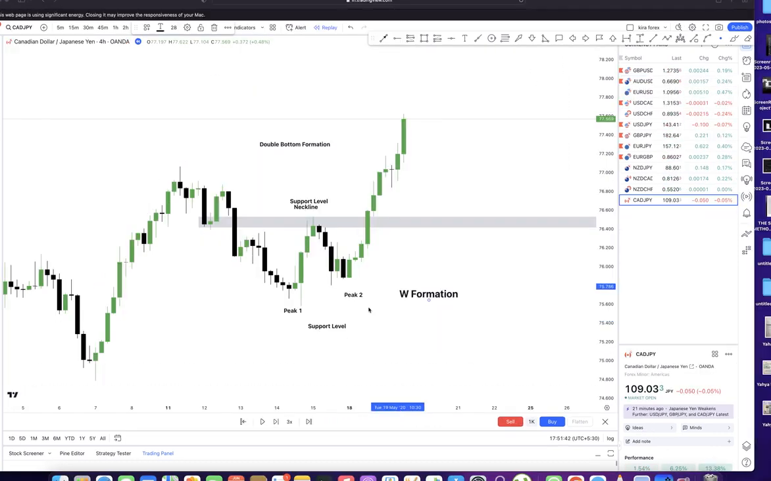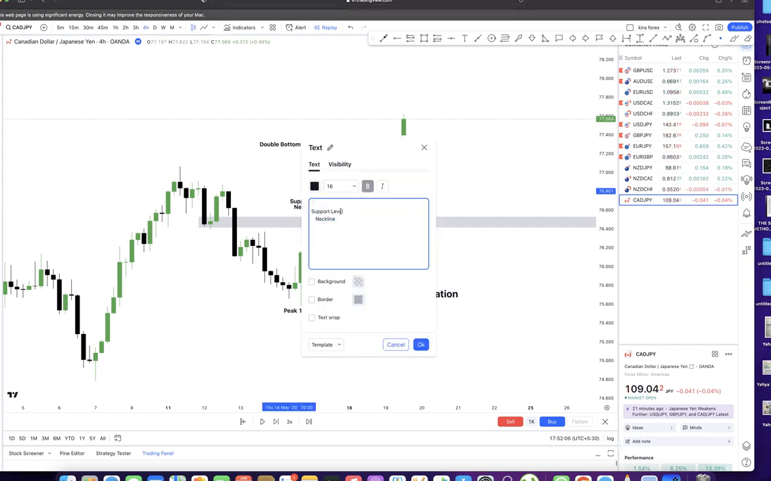Let's move on. We are now talking about the double top formation, which is the M formation, and now we are on the double bottom formation, which is the W formation. So the double bottom chart pattern, this is how it looks on the real chart. We have the first pick, we have the second pick, which is the support level. We also have the neckline, which is the resistance level.